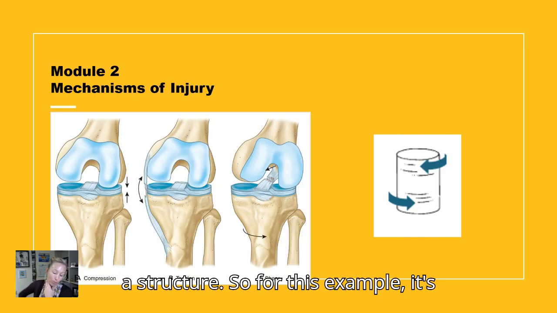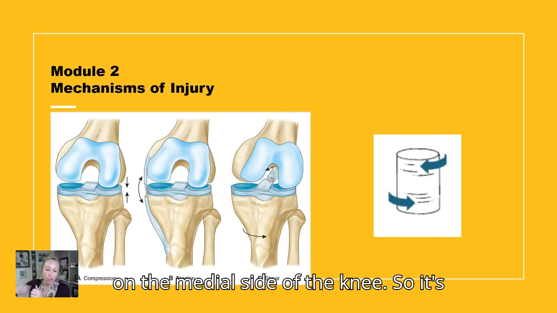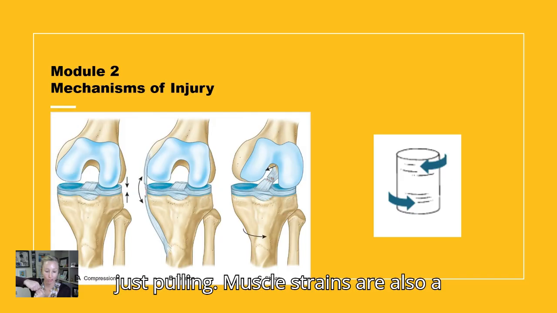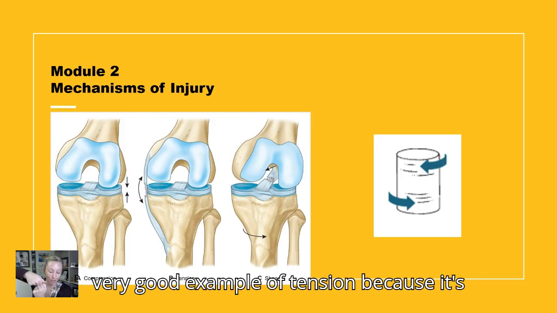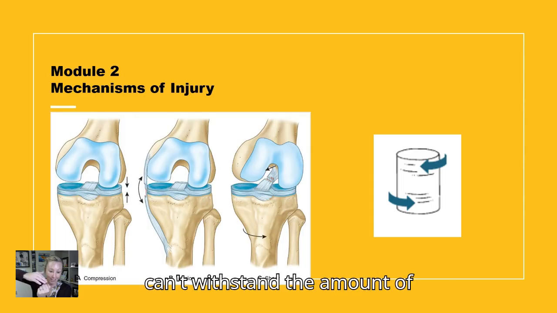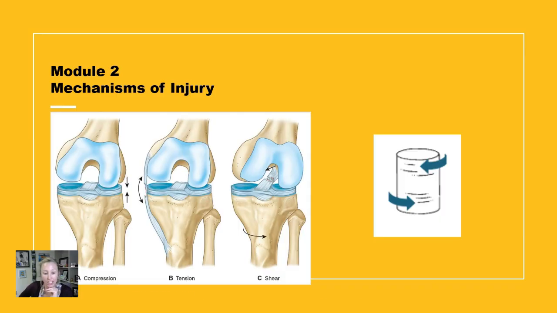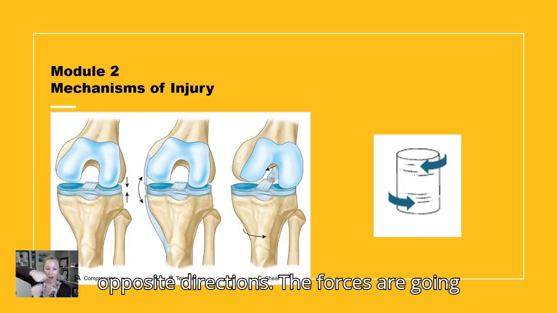So for this example, it's tension on the MCL, the ligament that's on the medial side of the knee. So it's just pulling. Muscle strains are also a very good example of tension because it's just pulling over time. And then eventually it gets to the point where it can't withstand the amount of pulling and tension, and it can tear.